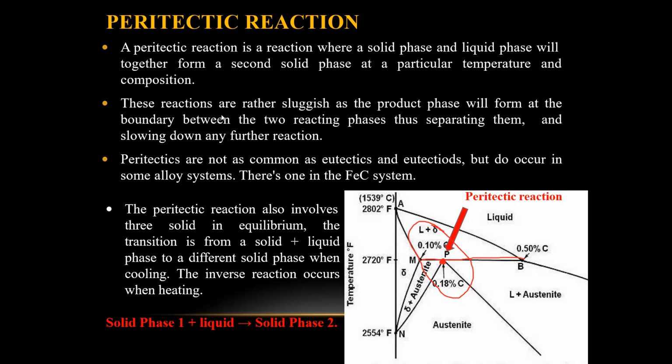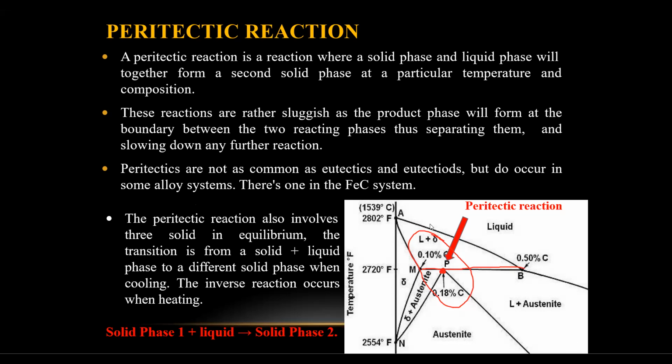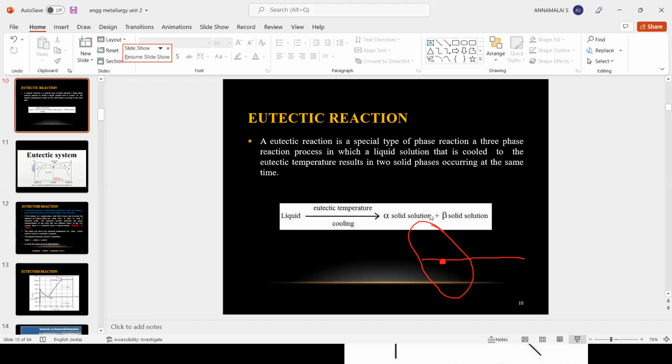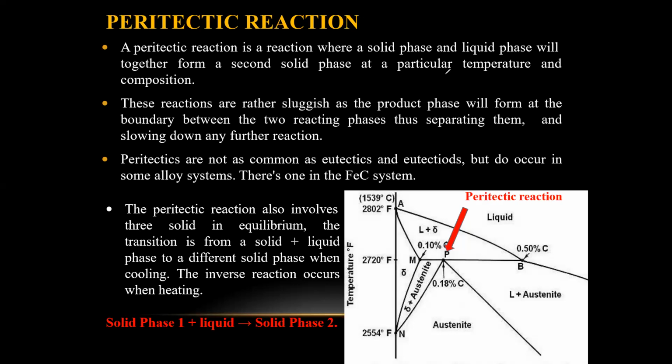And these reactions are rather sluggish, as the product phase will form at the boundary between the two reacting phases, thus separating them and slowing down any further reaction. So this is about the peritectic reactions.